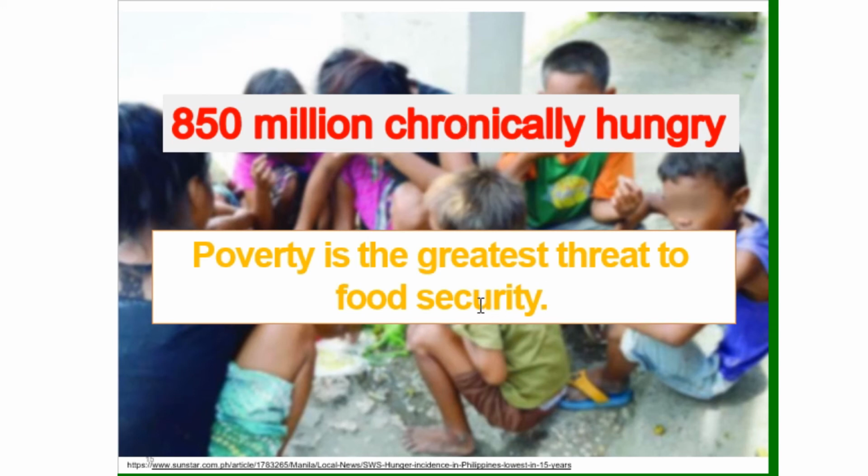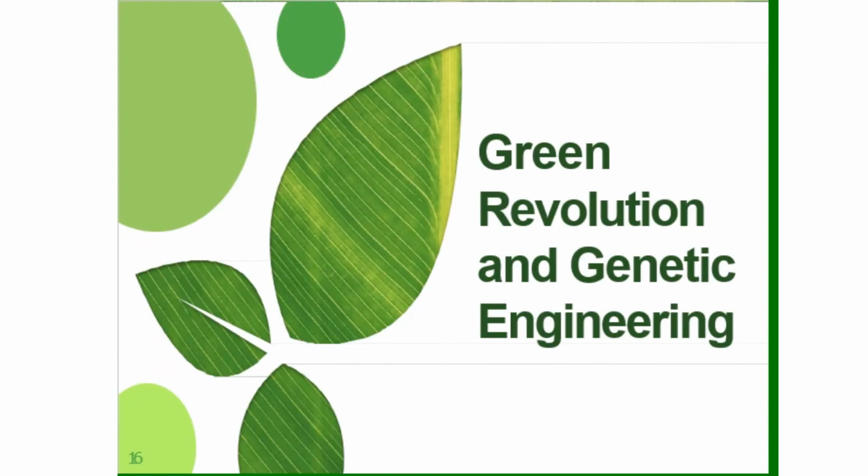Poverty is the greatest threat to food security. Of course, if you do not have the money, you cannot buy food. If there is no food on your table, you become malnourished, lacking food. Now, food security occurs at multiple scales, and in the poorest countries, hunger may affect nearly everyone, specifically those living in third world countries.